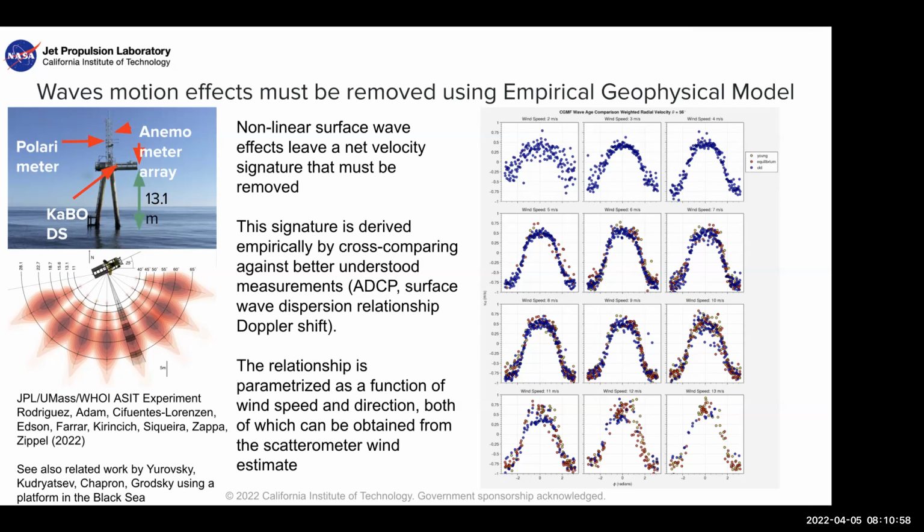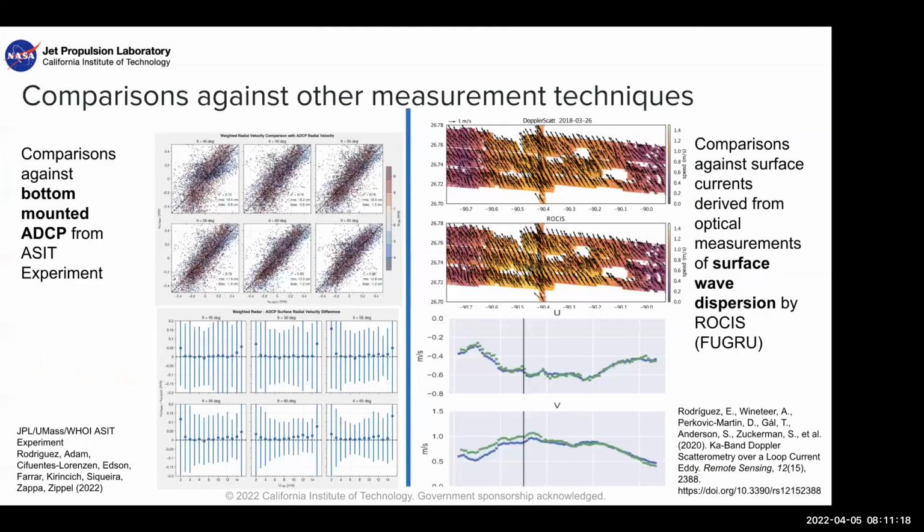One of the issues that has been raised is whether the physics of this geophysical model function depends very much on other things than wind speed. Here, we've separated things in terms of wave age into young, equilibrium, and old oceans, and you can see that there's no evident trend between those. So we can use these geophysical model functions in order to retrieve the currents. On the left, we have comparisons against ADCP measurements, and basically we show that we have unbiased results with pretty good correlation.